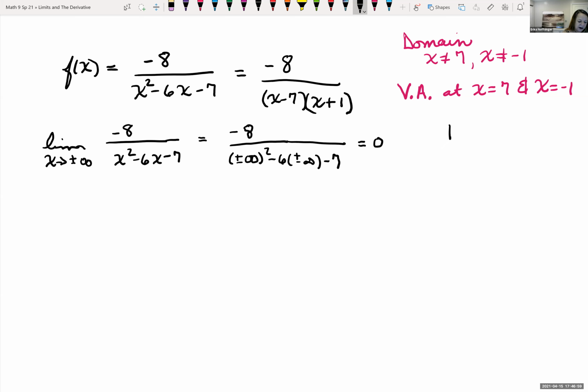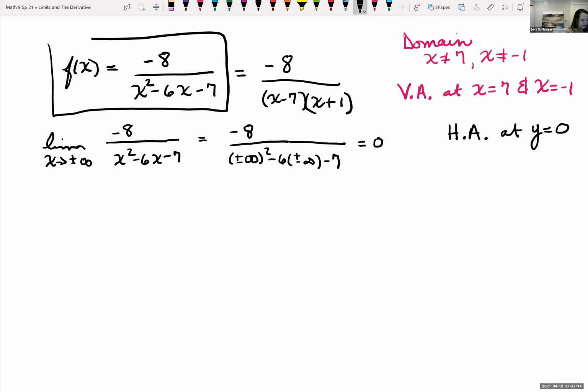So we have a horizontal asymptote. I have y equals 0. So let's find our critical numbers. So we need to take the derivative of f of x. So we need to use the quotient rule.